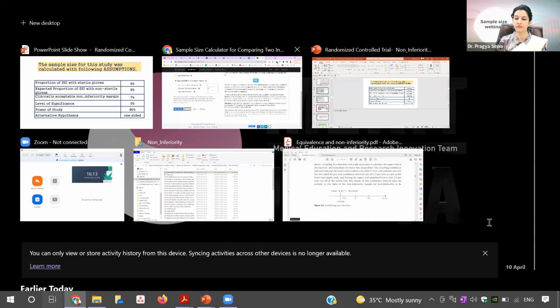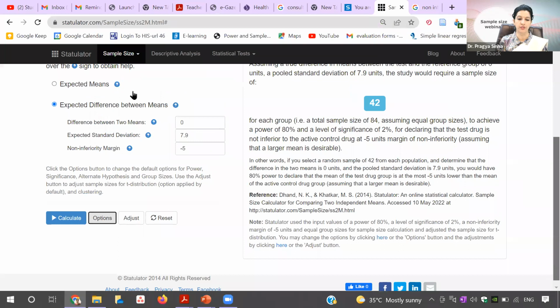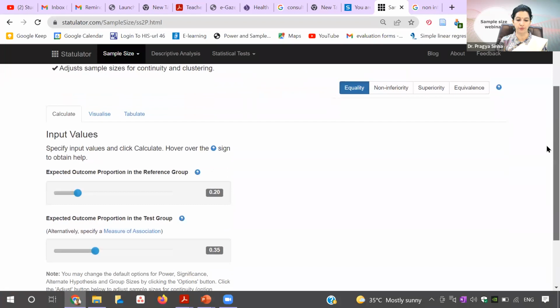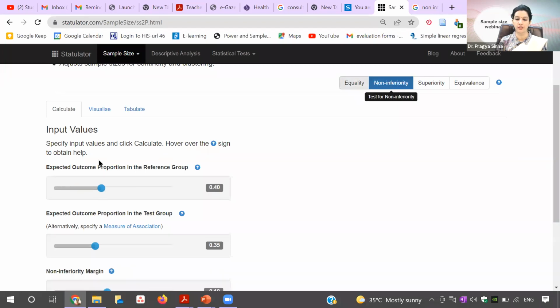So let's go to the Statulator. Here what I'll do, I'll change this interface to proportion. So change this to compare two proportions. If you see this, you can see there is an expected proportion in the reference group. And here you have to change this equality to non-inferiority. So in this case, the expected outcome was 8%. So I'll make this 0.08. And this will also be 0.08.